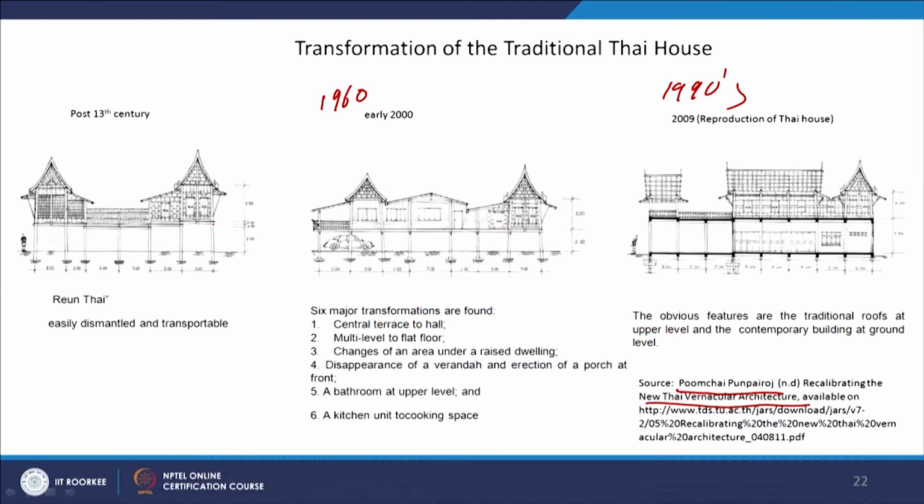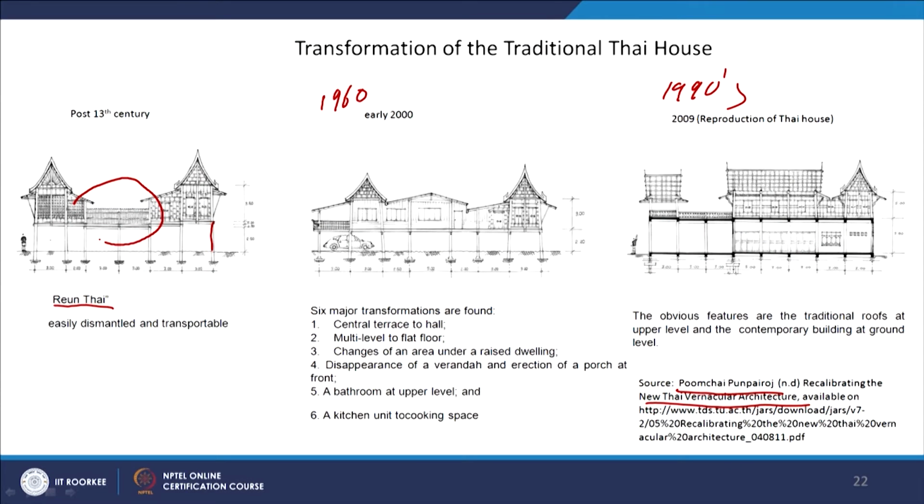So initially, if you see the kind of raised plinths on the timber posts, they call it the Ruen Thai, which could also be easily dismantled and transportable, because sometimes it could be taken to the uplands in the case of floods or any other needed time. So here the functions they have, the spaces they have, is a small open space which is a part of many cultural activities and their daily life livelihood activities.